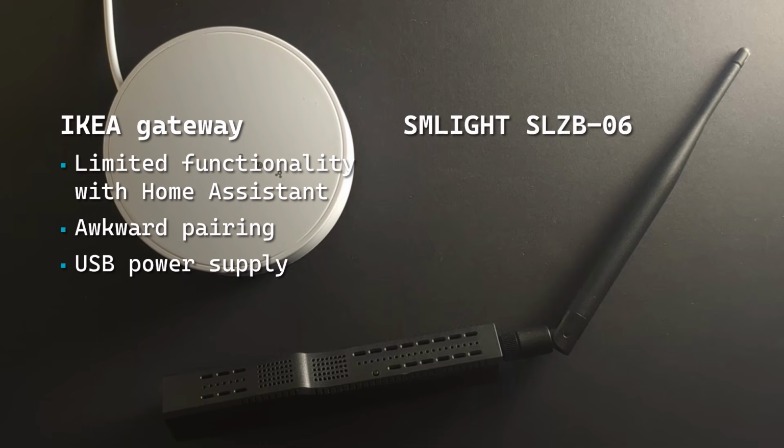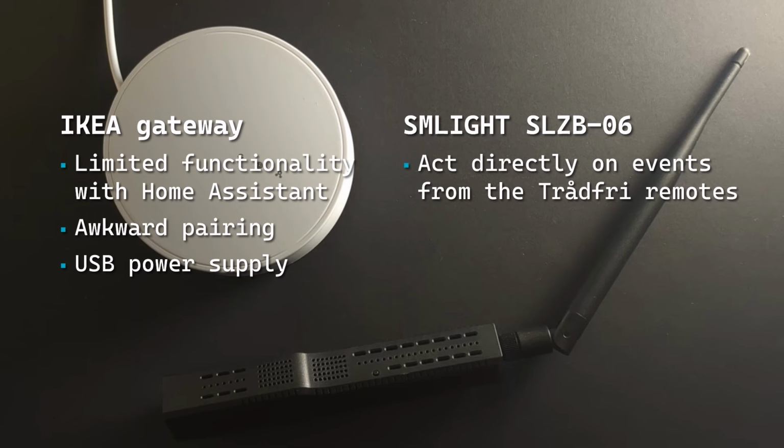The SMLIGHT SLZB-06 acts directly on events from the remote. So you can trigger on button clicks, long presses, etc. It's got an improved pairing. You can pair it from wherever there is Zigbee connectivity.